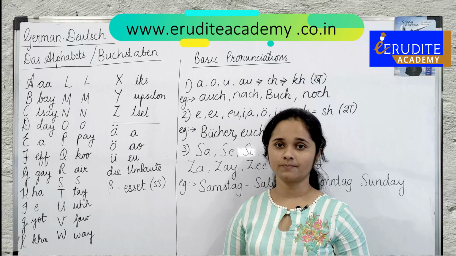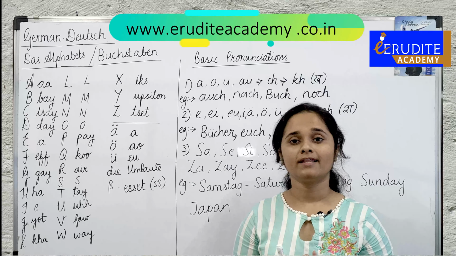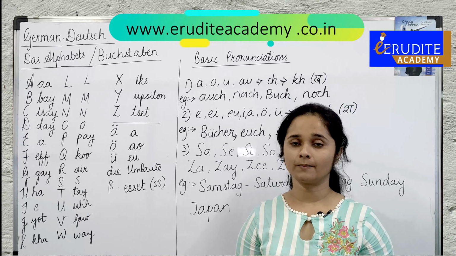You see, I have written in the first point A, O, U and AU. If you find these letters, A, O, U and AU, written before the letters CH, then the pronunciation of the CH will be like K. So you have to know that when A, O, U and AU are followed by CH, that CH will be K.